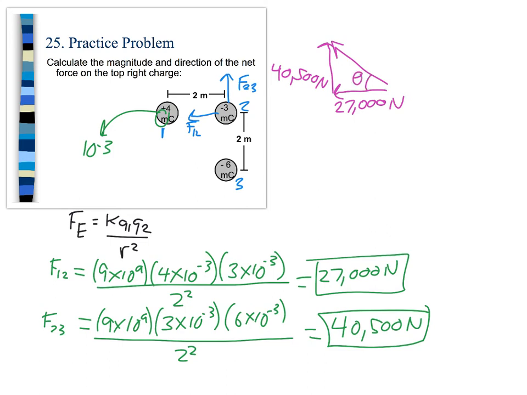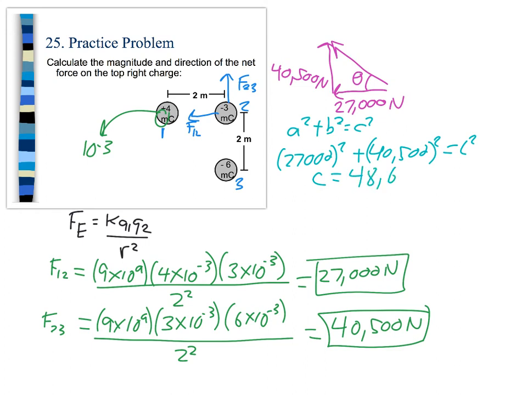So in order to get that hypotenuse, I'm going to use my Pythagorean theorem. A squared plus b squared equals c squared. So 27,000 squared plus 40,500 squared equals c squared. And I get a hypotenuse value here of 48,675 newtons. Okay, so that's going to be my magnitude.